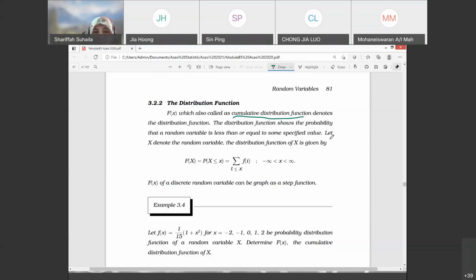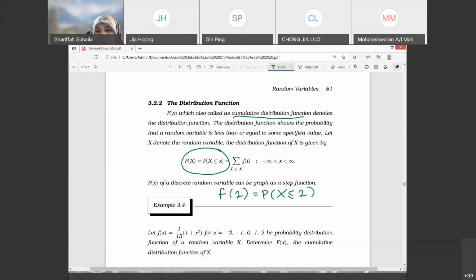So let's say we have capital Fx. Capital Fx is the same thing as writing probability capital X less than or equal to some value of x. That means for discrete, we have the symbol summation, summation t less than or equal to x, f(t). For example, if you want to find F2, that means probability X less than or equal to 2.